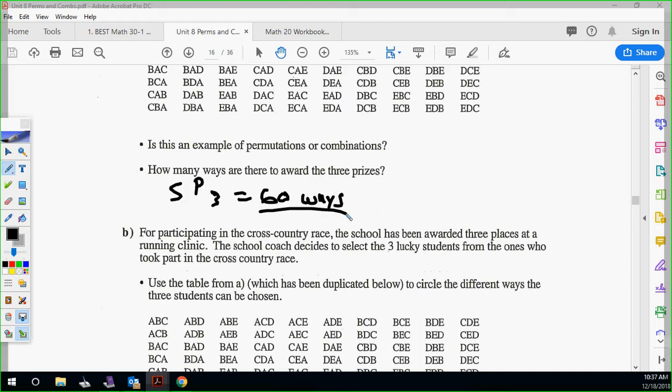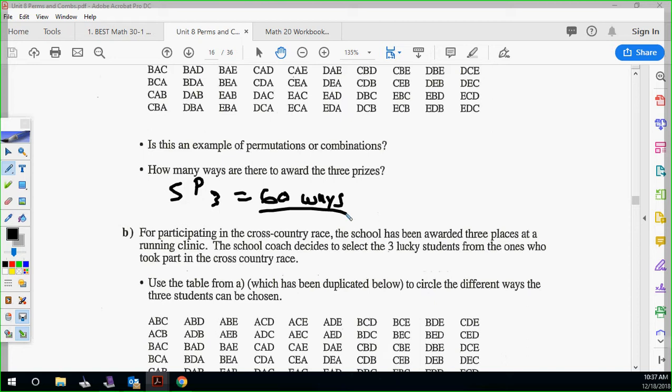Because first, second, and third is important, that makes the order important. You can list all the possible ways for combination, but combination takes out the repeated ones. The key is that first, second, and third identifies an order. So order is important for permutation. That's the giveaway.